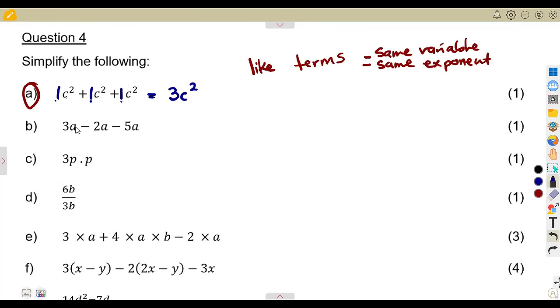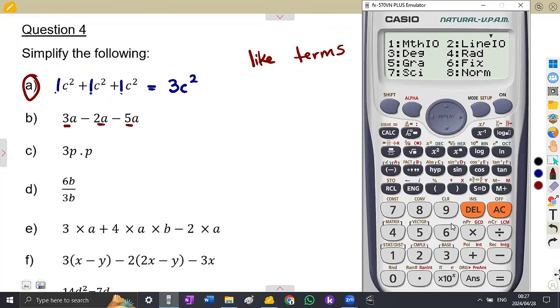Okay, so that's the same thing here on 3a minus 2a minus 5a. Again, these are like terms. We have got a to the exponent of 1, a and a. So these are like terms, so you can simply subtract. In case you have forgotten the application of your directed numbers, because this is simply subtracting 3 minus 2 minus 5, in case you have challenges with directed numbers, the calculator is there as an assistance on that nature.